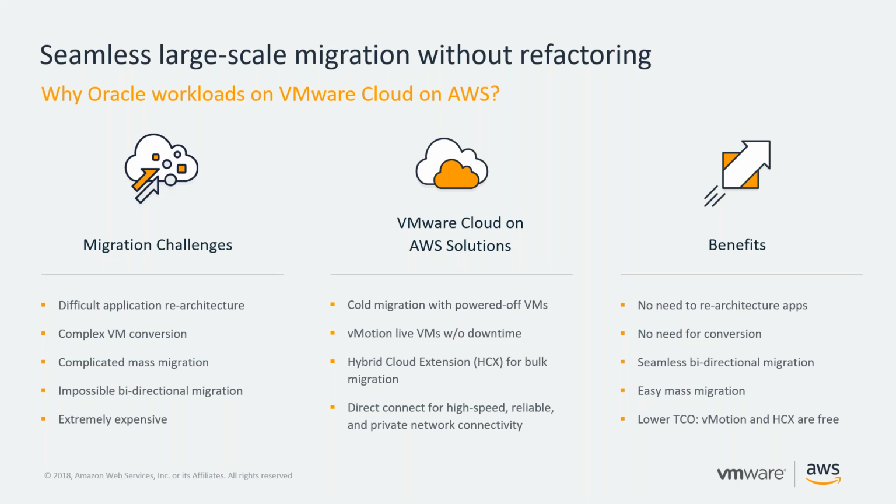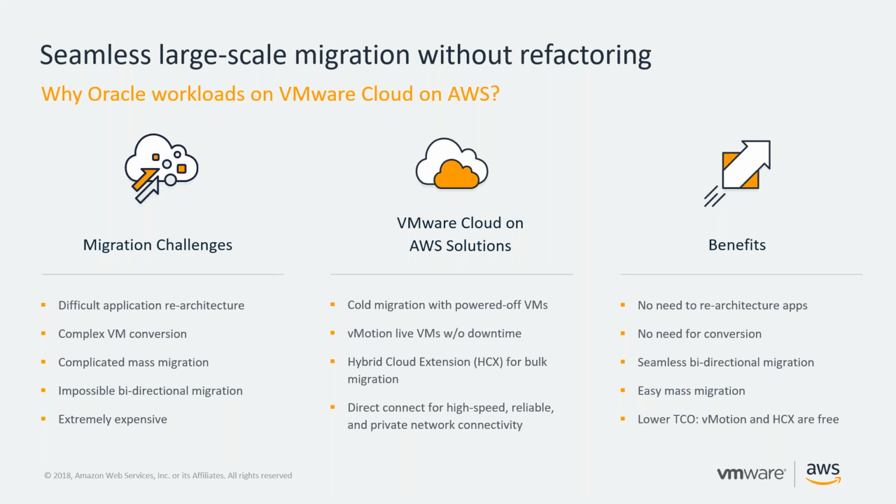And with VMware Cloud on AWS solutions, it's going to have that cloud migration with powered off VMs, vMotion live VMs without any downtime, the Hybrid Cloud Extension or HCX, as I mentioned, for bulk migrations. Also, the availability with utilizing Direct Connect for high-speed, reliable, and private network connectivity.